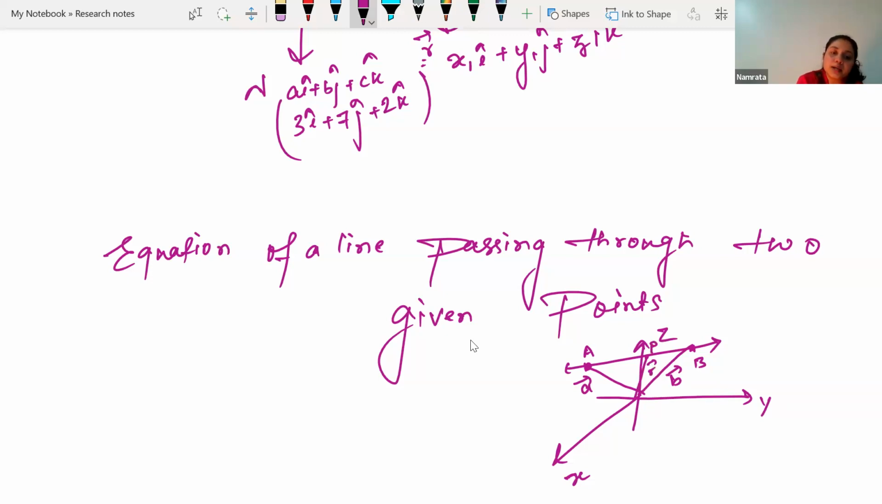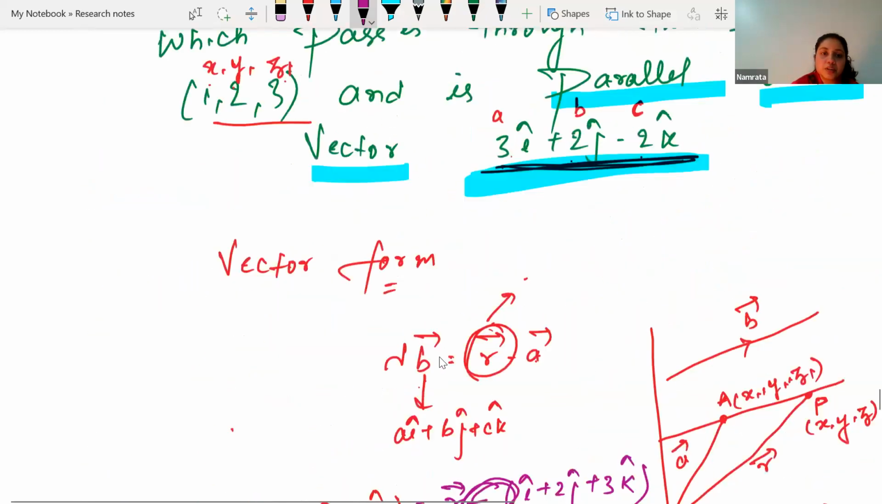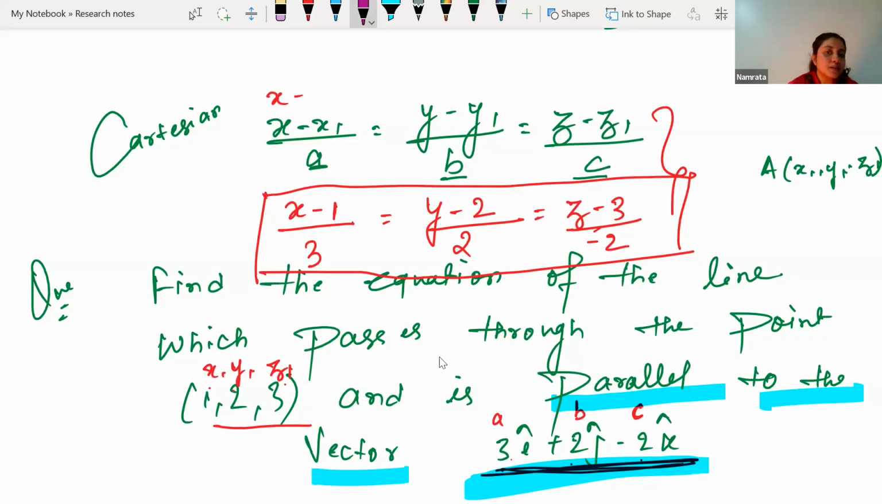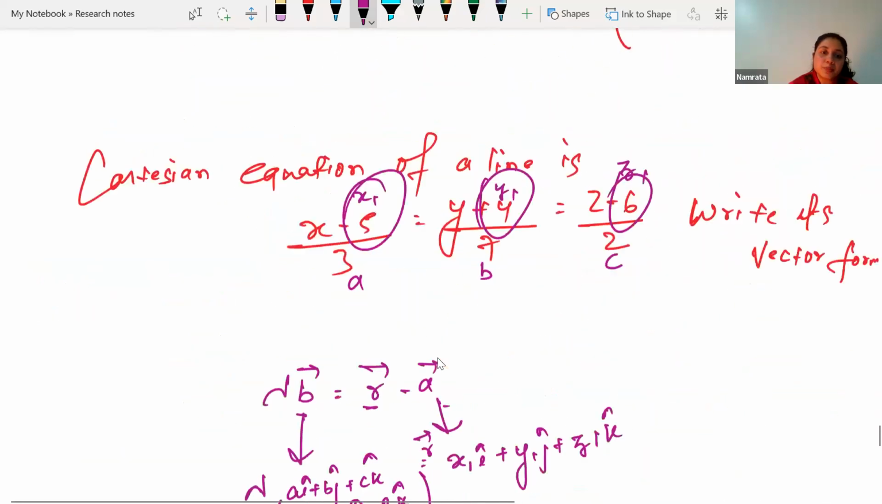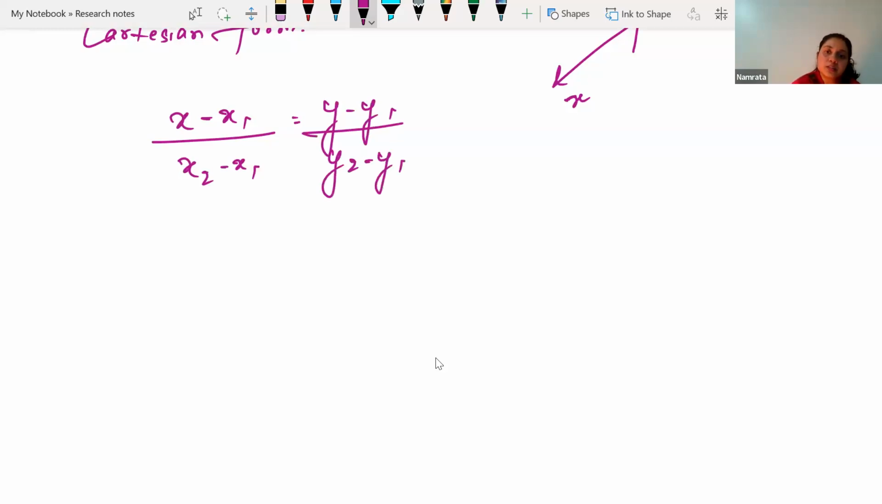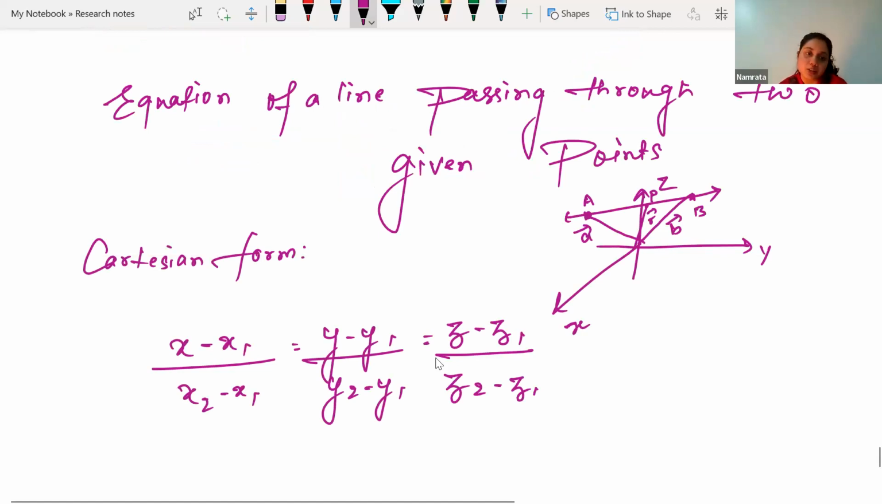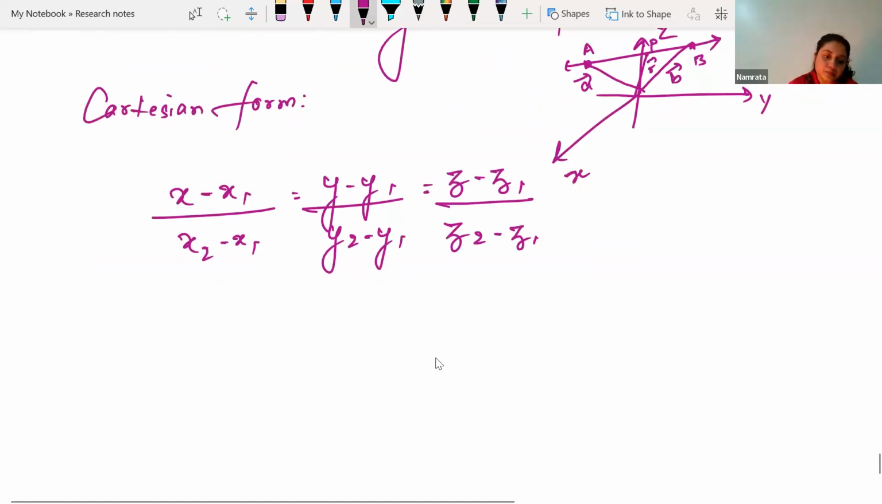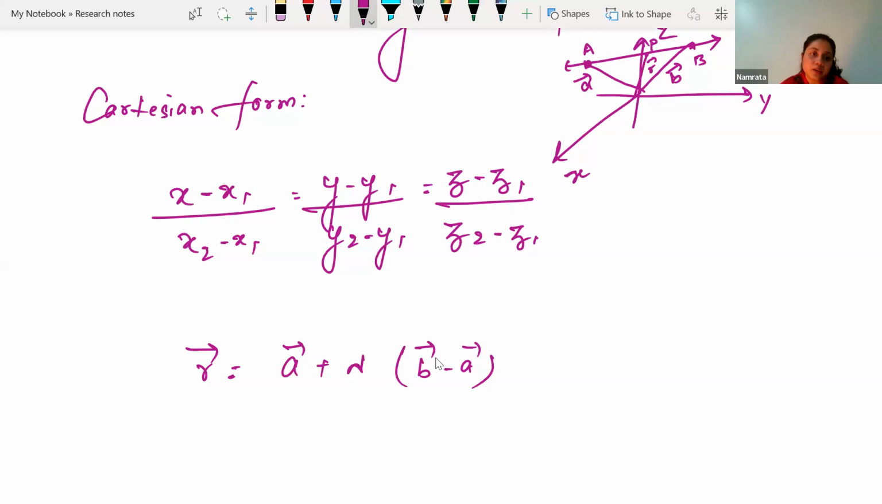Now the equation of a line, directly I am writing in Cartesian form. As you know, just like the previous one, the previous one was x minus x1 by A is equal to y minus y1 by B is equal to z minus z1 by C. Here we will be having x minus x1 over x2 minus x1 is equal to y minus y1 over y2 minus y1 is equal to z minus z1 over z2 minus z1. This is the equation of a line passing through two points in Cartesian form. What about vector form? Vector form will be r is equal to a plus lambda times b minus a. Okay, this is Cartesian form.